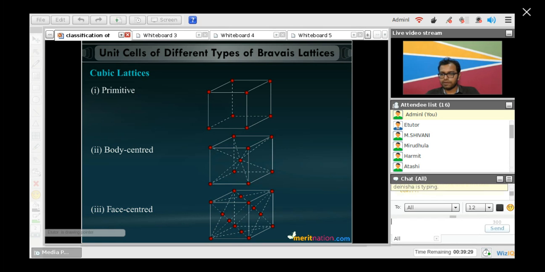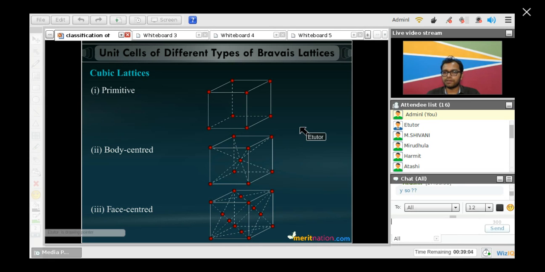Why is end-centered not there in the cubic cell? That structure is not possible in a cubic cell, right? Whenever you decide a lattice, you have to take care that every atom has a similar type of arrangement, right? That is possible in orthorhombic only.